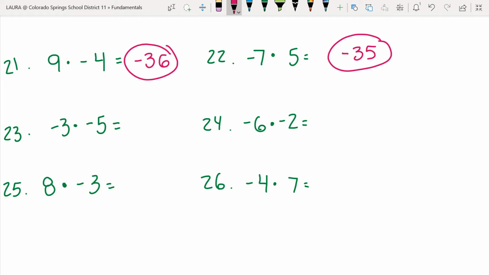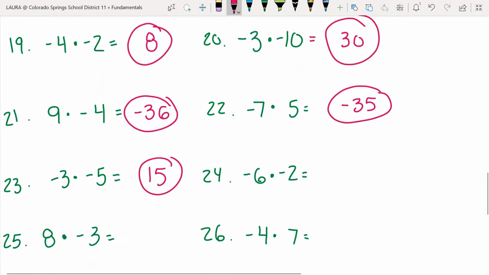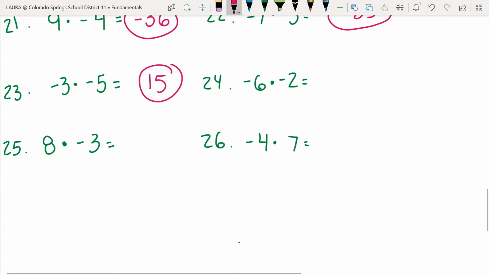All right, let's see how you did. Number 23, you had -3 times -5. So 3 times 5 is 15. 2 negatives make a positive. So this stays positive 15. Number 24, -6 times -2. So I do 6 times 2. That's 12. 2 negatives just make positive, so it stays positive 12.